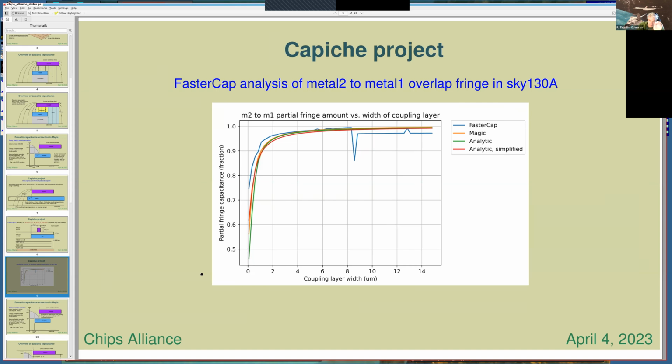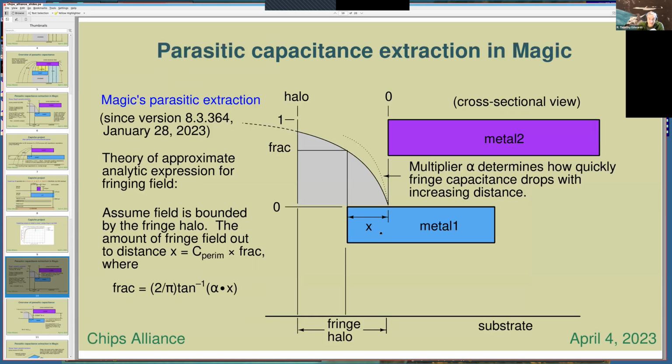For the purposes of this presentation, I will continue talking about the arctangent, though. So this is my replacement function for the partial fringe capacitance. Using the arctangent, I'm scaling it to 0 to 1. The tangent at infinity is pi over 2, so I multiply the whole thing by 2 over pi. What I get is a fraction that goes from 0 to 1.